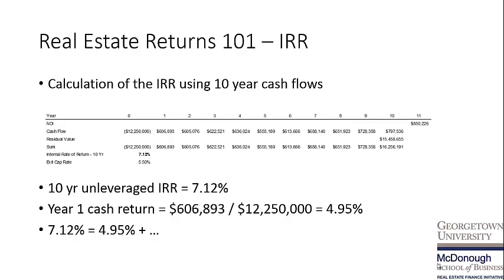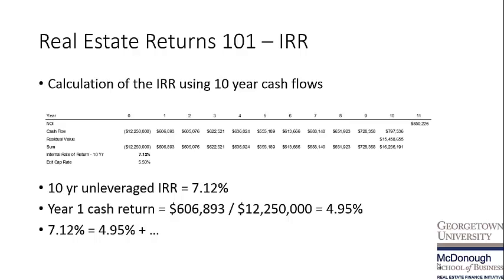So again, to calculate our 10-year unlevered internal rate of return, you'll see that we have acquired it for a purchase price of $12.25 million. You'll see the annual cash flows through years 1 to 9, and in year 10 you'll see the sum of the year 10 cash flow plus the residual value, which is found by taking the year 11 NOI and dividing it by our exit cap rate of 5.5%. We then have determined that the year 1 cash return is 4.95%.